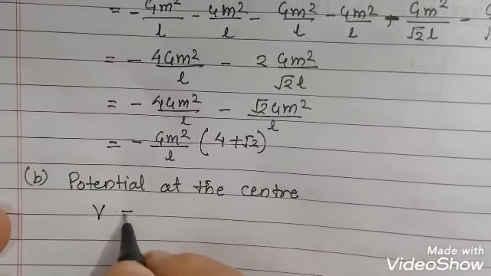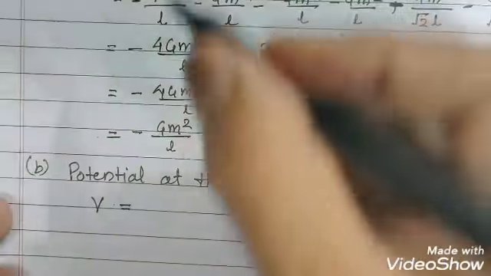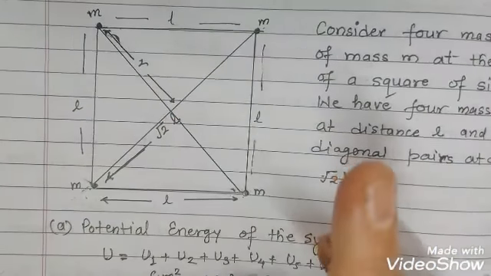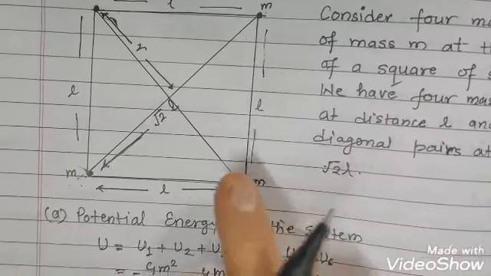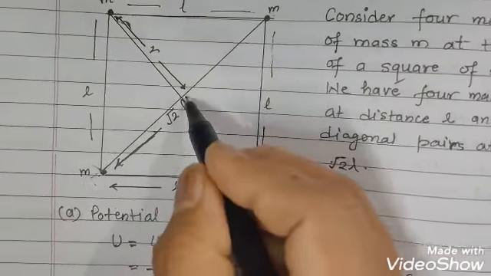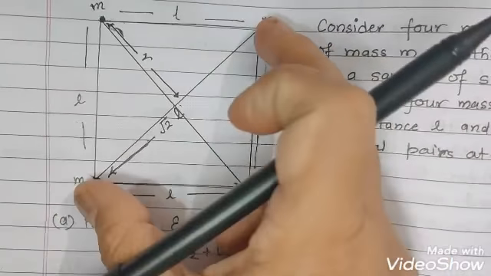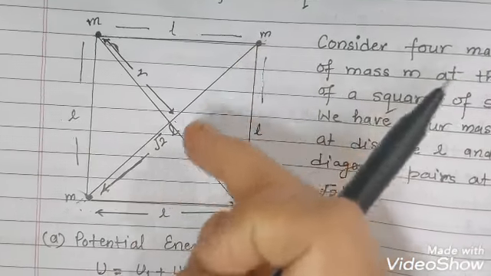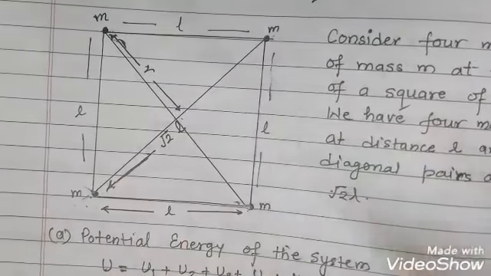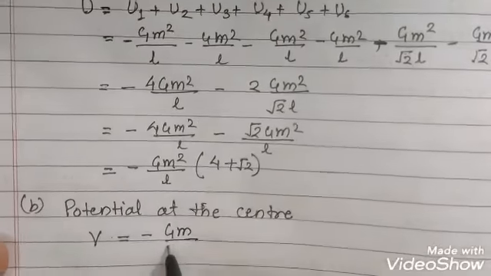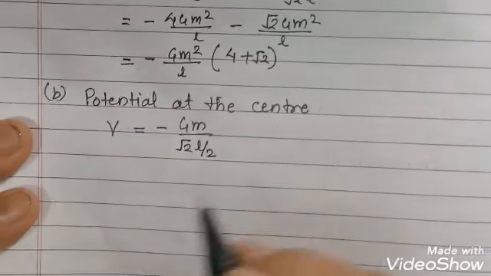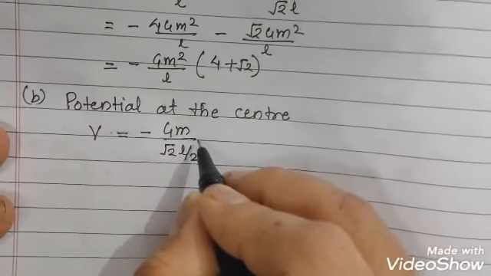So the potential at the center is equal to minus GM, and we consider unit mass here, which is why we call this a potential. The distance between the center and the vertices is just half of the diagonal, which is root 2 L upon 2. Okay, this is for the first particle.